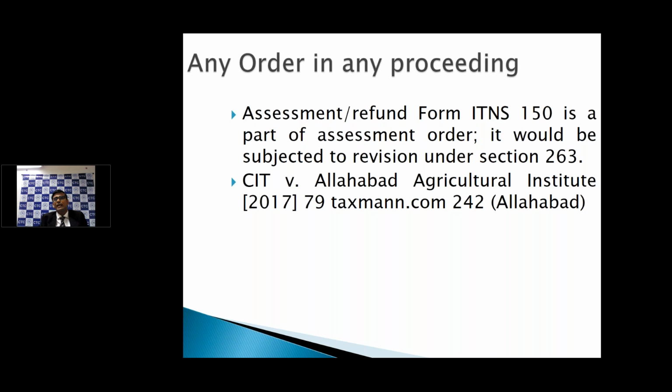In the facts of the case, what had happened was, to give effect to the order of the appellate authority, the assessing officer passed an order, that is ITNS 150, in which he calculated the refund due to the assessee. This ITNS 150, which is actually nothing but an order giving effect to an appellate order, in the opinion of the CIT was erroneous and prejudicial to the interest of revenue, and therefore the CIT invoked section 263.